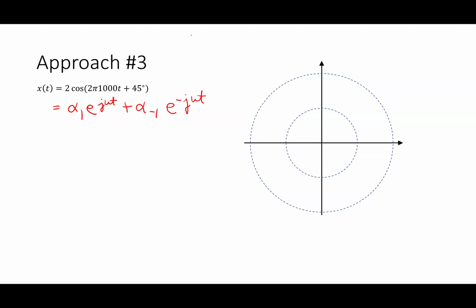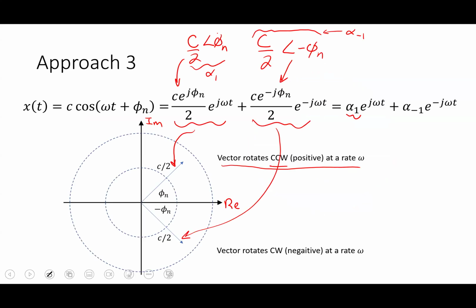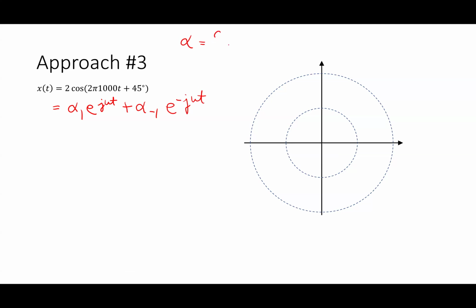All right, and from what we said there, if we look on the previous slide, what was alpha? Alpha was c over 2 angle phi n. And then alpha minus 1, we said, was its conjugate. So how would I write the conjugate? If I know that alpha 1 is c over 2 angle phi n, how do I write the conjugate of that? Yeah, what do I change? Is the magnitude any different? Is the magnitude of a conjugate any different? No, it's just the same. What do I do for the angle?